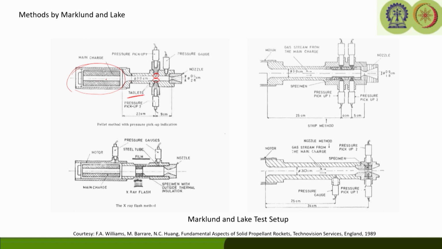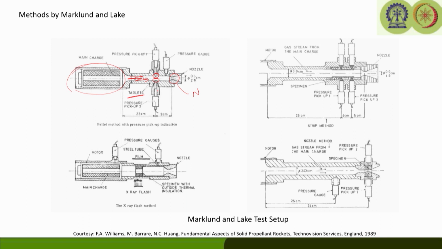The operating pressure and gas flow rate in the test section can be varied by modifying the nozzle throat section. If you modify this nozzle throat, we can modify the operating pressure in this test section, and by that we can have data for various chamber pressures. There are two pickup points here and samples are placed there. The hot gas coming from the main chamber causes the erosion of the pellet, and the data has to be taken from there.